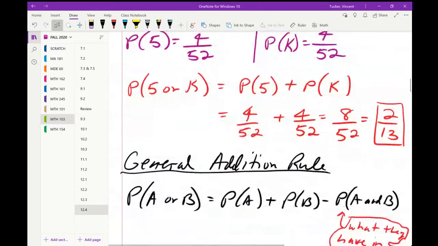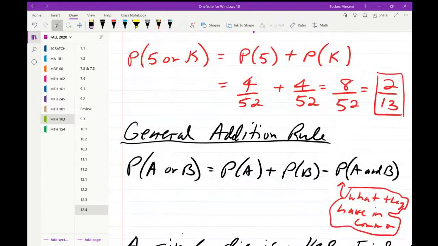All right. The general addition rule, probability of A or B occurring: you do the probability of A plus the probability of B, so you add those together, but then you're going to subtract what they have in common. Probability of A and B is what they have in common. If they're not mutually exclusive, then they will have something in common, and you're going to subtract it. When we look at the next example, we'll see why that is the case.